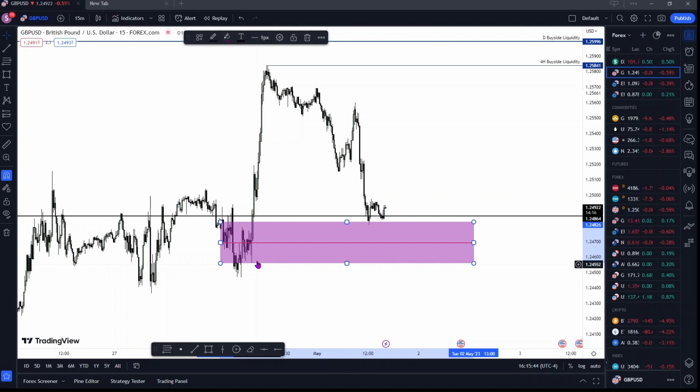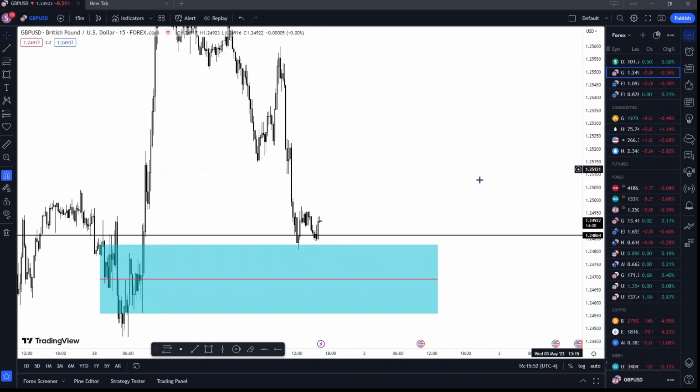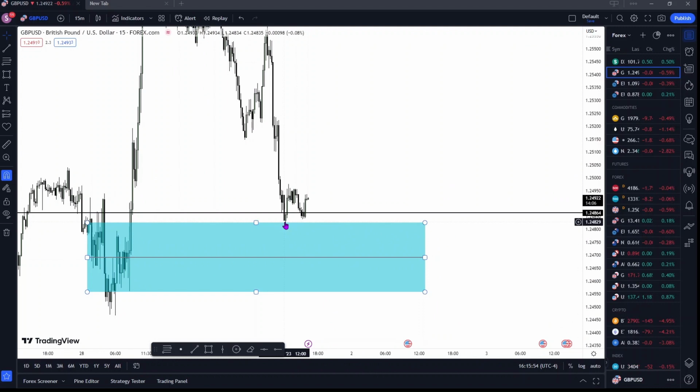And yeah, I might even get rid of this box as a whole. I'll keep it there. Just make it blue. Sweet. So as you can see, this is an example of engineered liquidity. We can see this low getting created, and tomorrow I wouldn't be surprised if this low got taken, swept, and then we started to move higher after that.